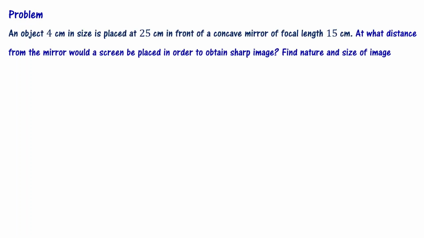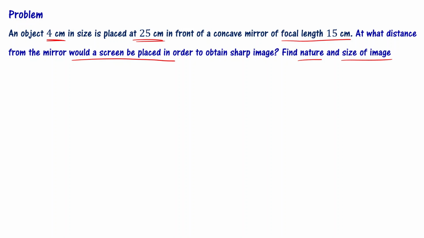Let us solve a problem to understand this concept well. An object of 4 centimeters in size is placed at 25 centimeters in front of a concave mirror of focal length 15 centimeters. At what distance from the mirror would a screen be placed in order to obtain a sharp image? Find the nature and size of the image. This has two parts, right? In the first part they are asking where the screen should be placed, that is, they are asking the image location, right?